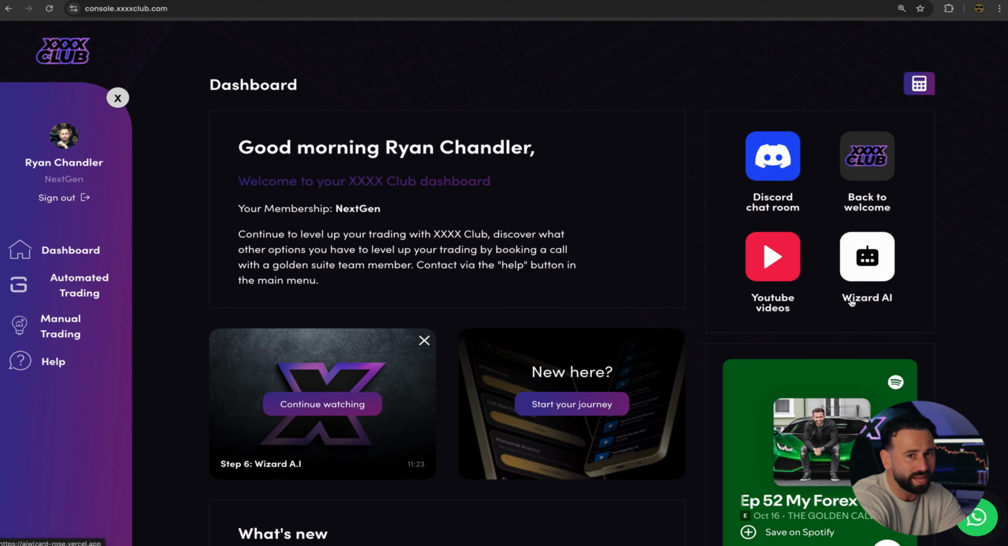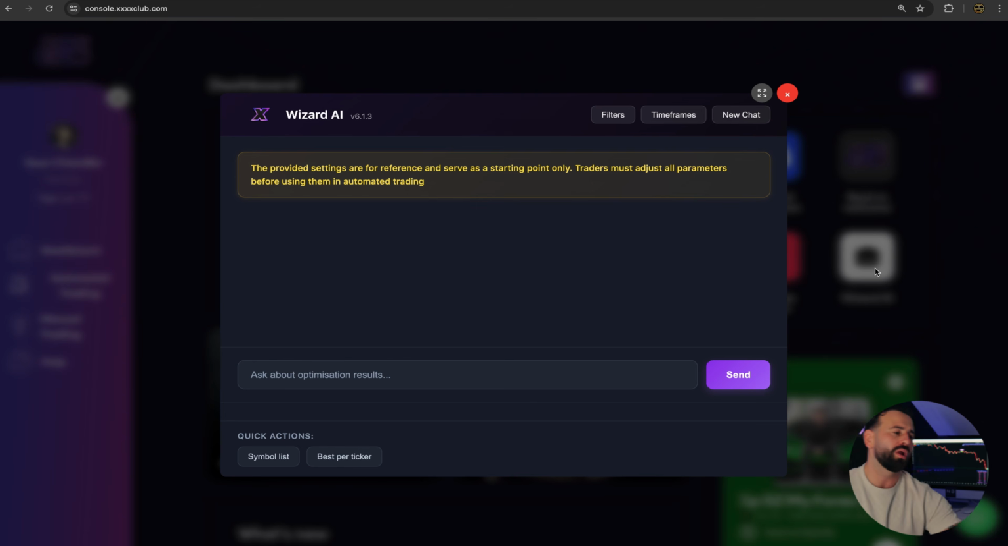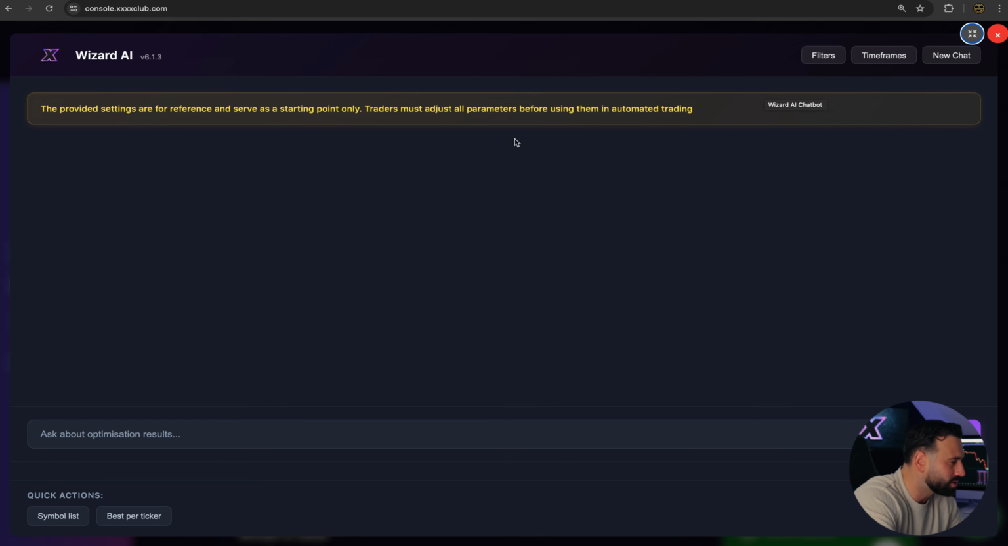Now this AI agent has been created to help you, the trader, create as many different fully automated trading strategies as you like. This AI agent has already been pre-programmed, pre-trained. It knows exactly what strategies to help you with. So let's give it a whirl. We're gonna click on the Wizard AI, the chat box will appear. I'm gonna make it full screen so you guys haven't got to squint your eyes.